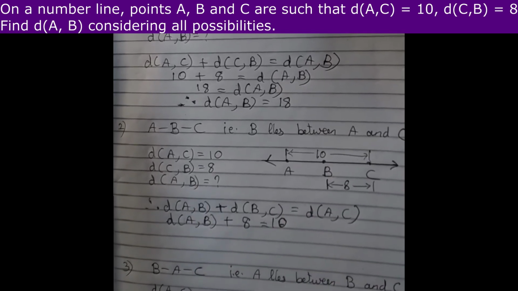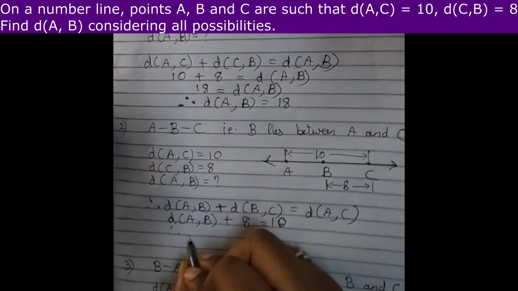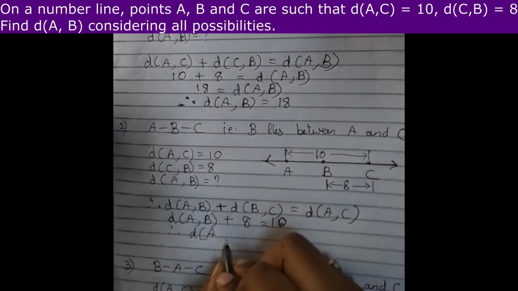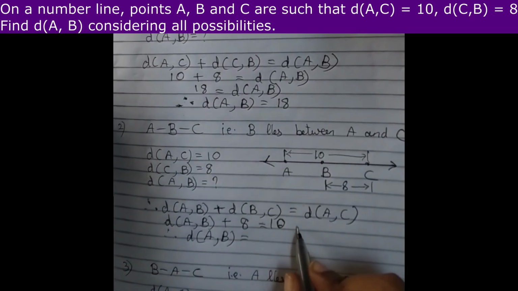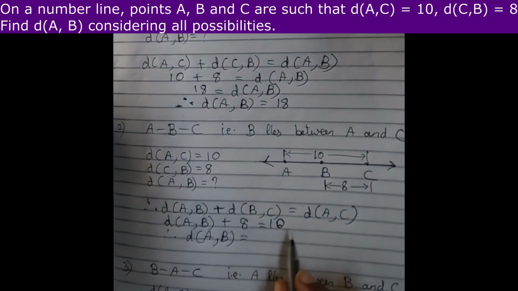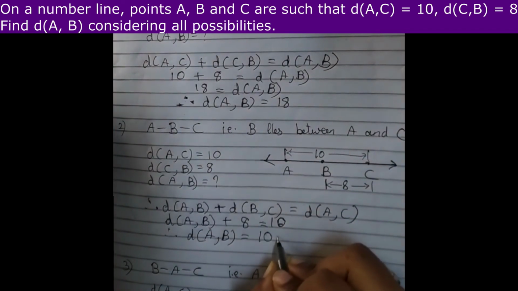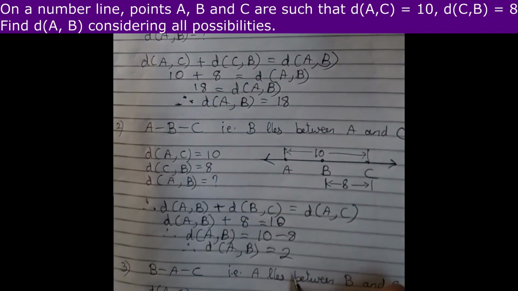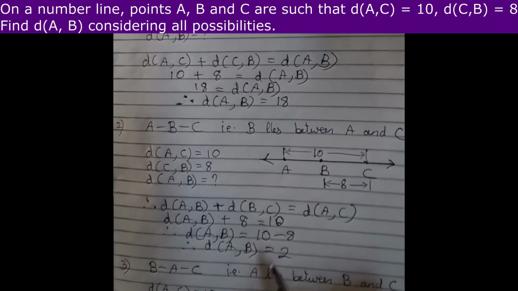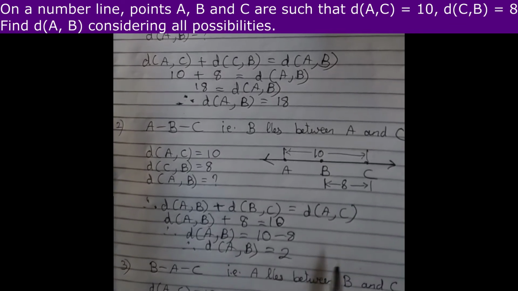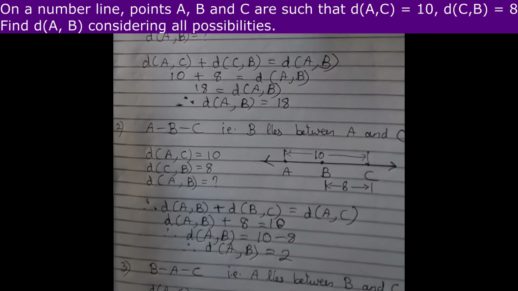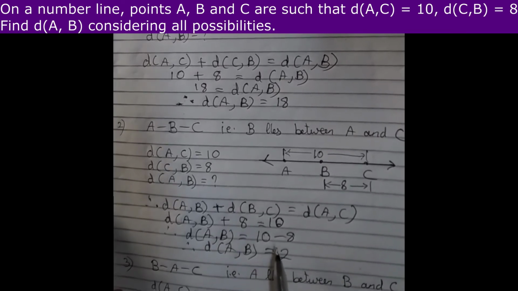So now we will solve it. Therefore distance AB equals this 8, and if we take it to the other side of the equal sign, the sign will change, so equals 10 minus 8. Therefore distance AB is equal to 2. This answer we got by using the second possibility.